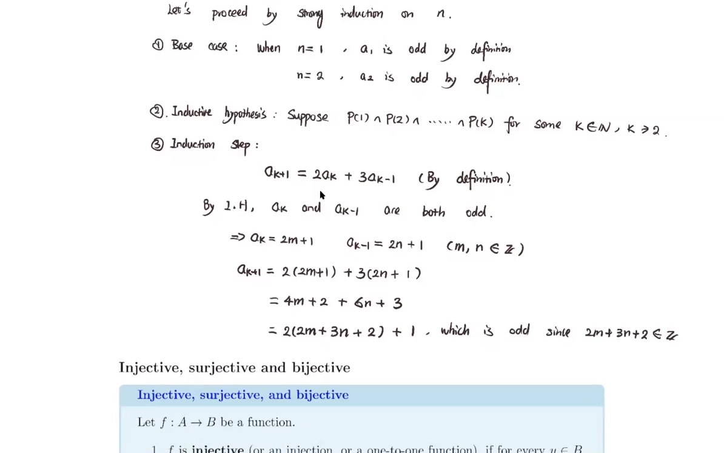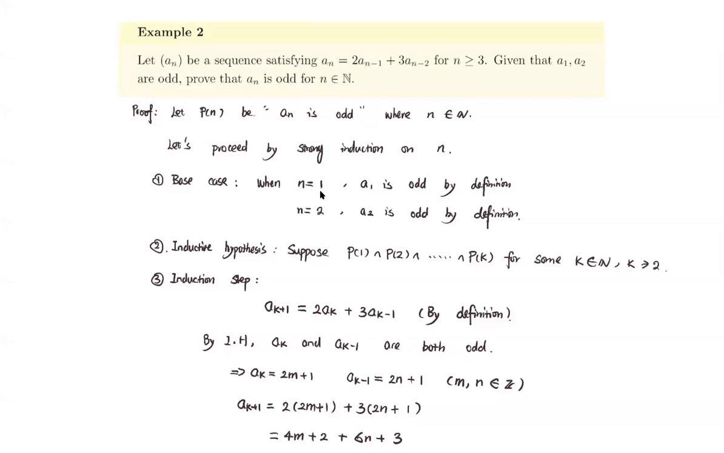Anyway, so we showed that a(k+1) is odd. Therefore, by the principle of strong mathematical induction, Pn is true for all n in natural numbers. Okay? Yes, because the sequence here, n is a natural number, so it starts with 1.